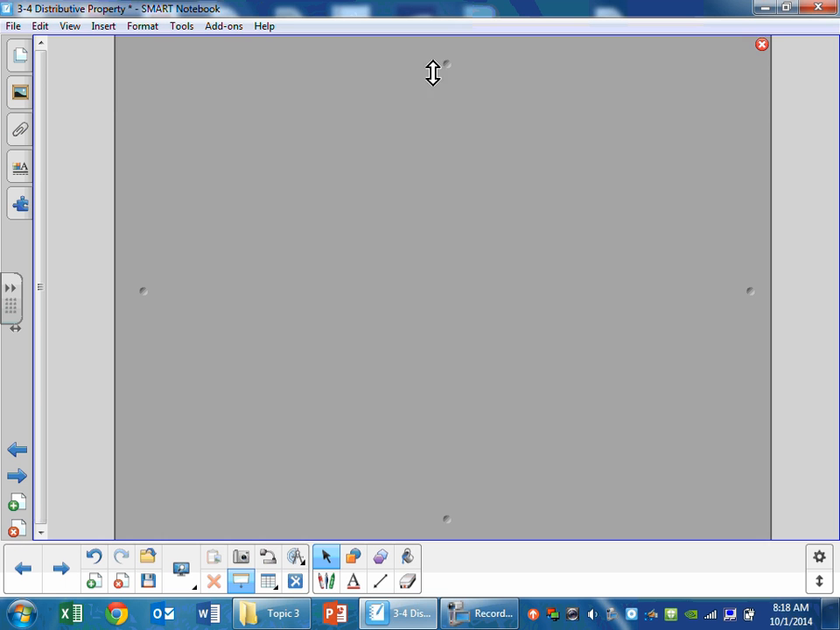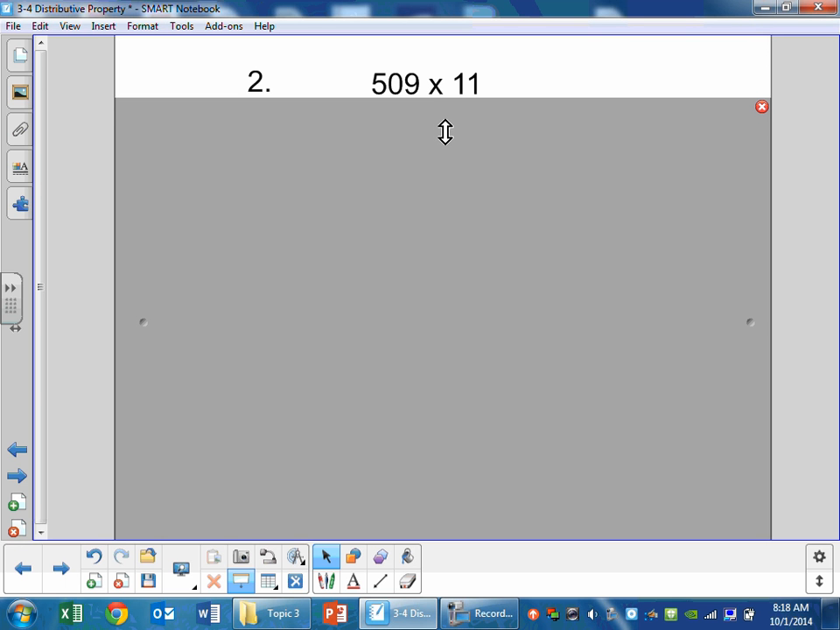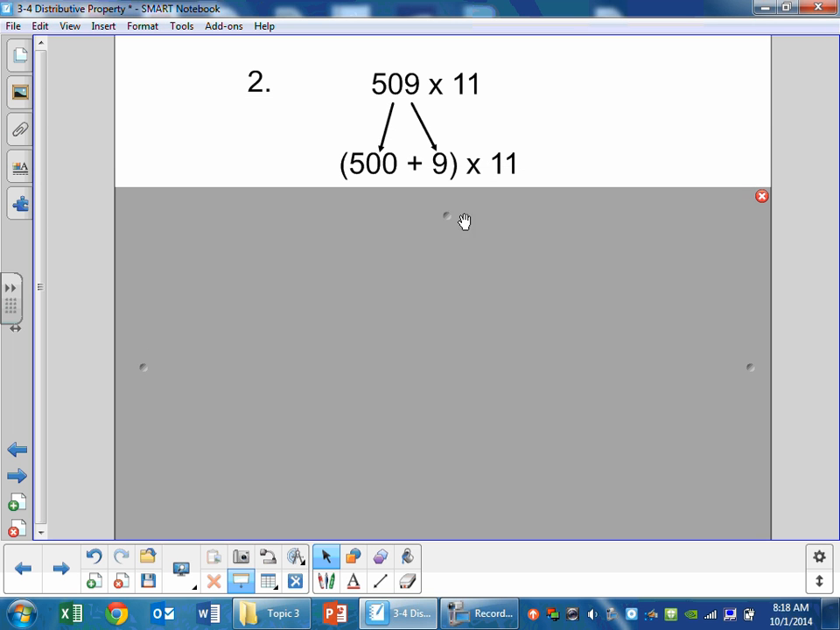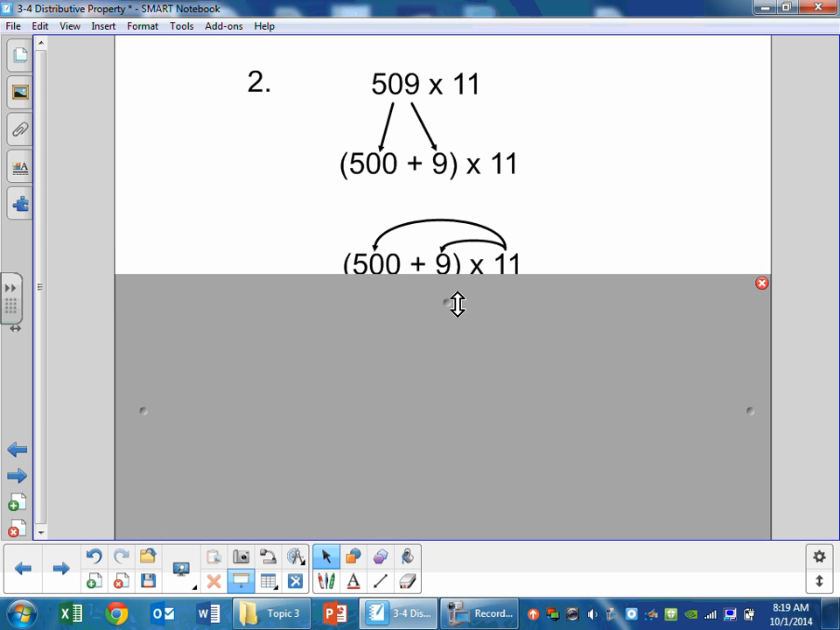Let's do another example. So number 2, go ahead and copy this number. 509 times 11. Now, think about how you would break up, or which number you would break up. If you said 509, you are correct. And this is just to show you that the number doesn't always have to be in front. You can distribute from this side or this side. So we're going to take the number 11 and distribute it out to the 500 and to the 9.